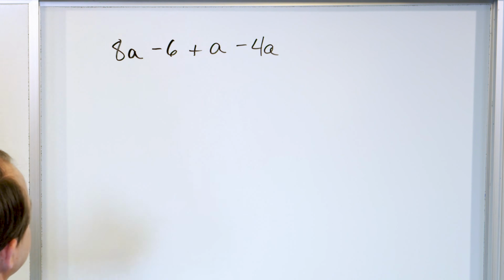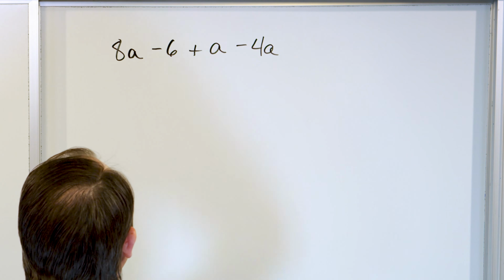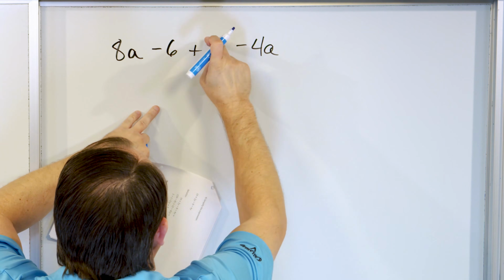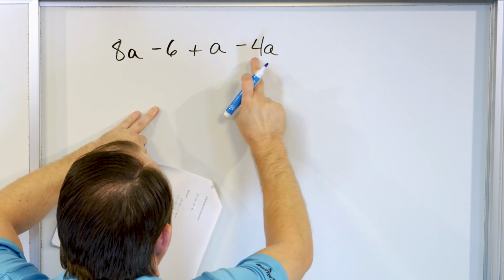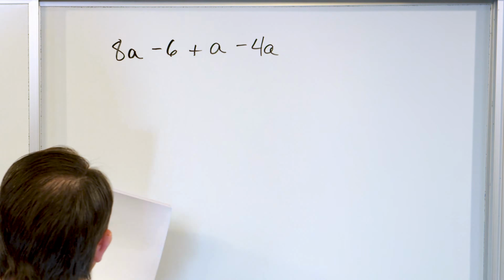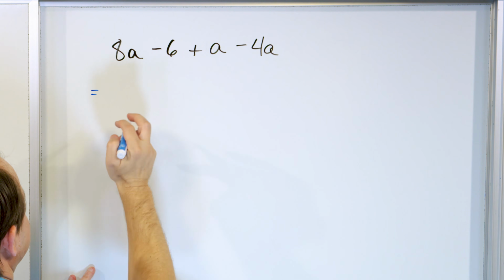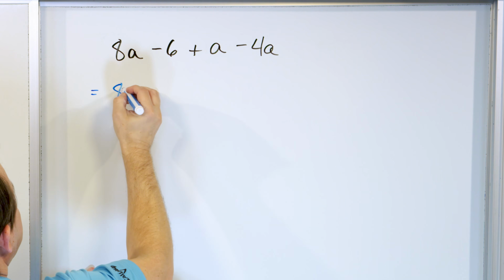We want to simplify this expression. So let's group the terms that are like. So this is 8 a's. This is an a. There's an invisible 1 in front, so it's a like term. And then this is minus 4a. So all the a's are the same type of term. So we're going to have 8a.